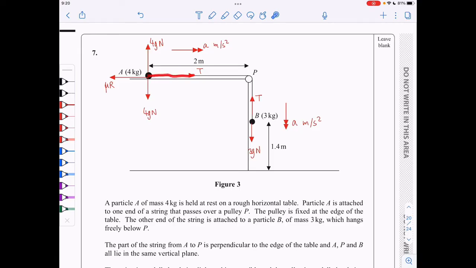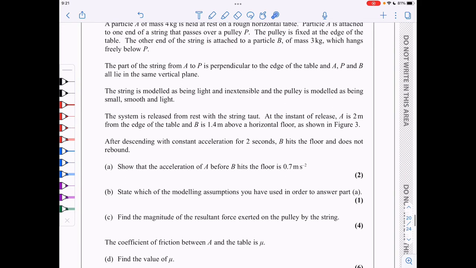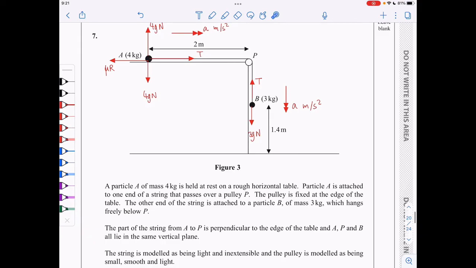We've got tension to the right, and we've got a frictional force to the left, which is obviously mu times the normal force R. They are both experiencing the same acceleration, which we have found to be 0.7 meters per square second. Now we need to find the magnitude of the resultant force exerted on the pulley by the string. I will start by finding the tension, and this will happen by considering B here.